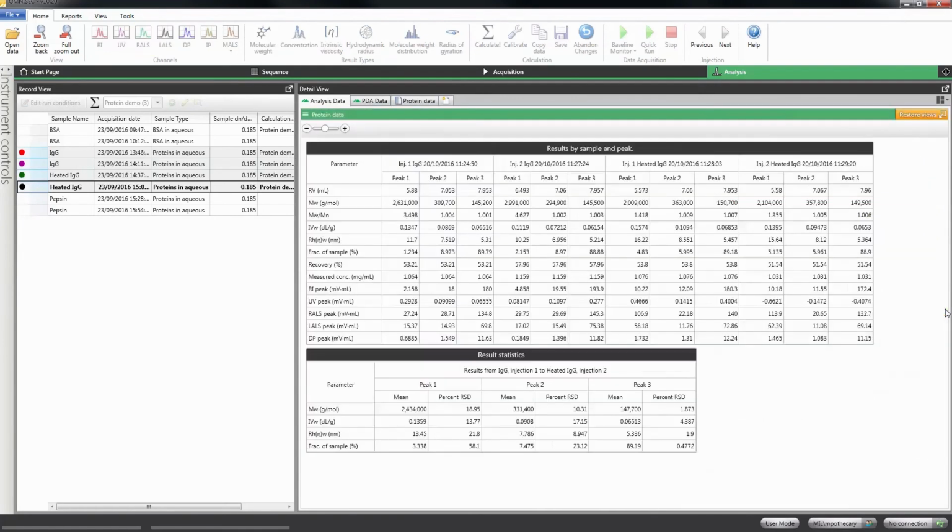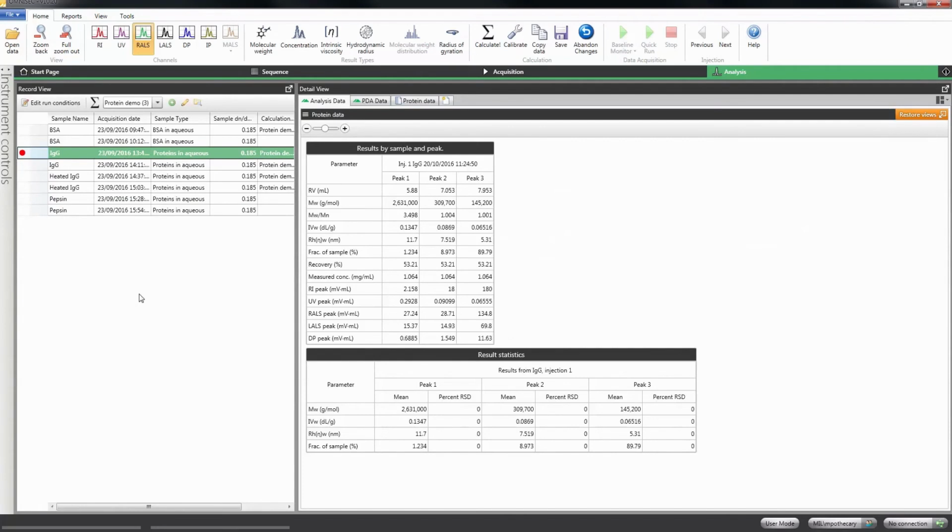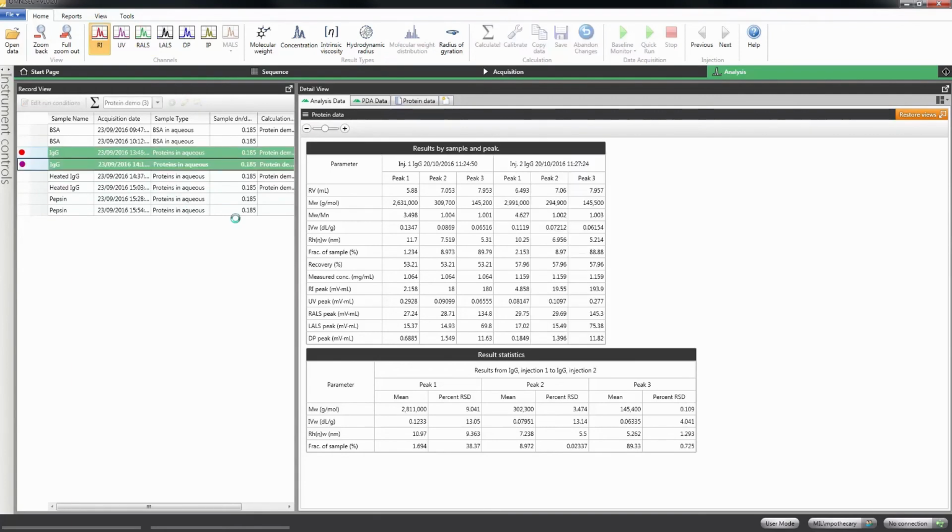Now, additionally, the results table has been updated to incorporate all the data from those samples. So I'll run through that. If we just selected the one, then we just have our peaks 1, 2, and 3 for our one injection. If I select the 2 IgG samples, then you can see this table updates, and now we can see 145 kilodaltons for both, just about 300 kilodaltons for both, and then 2.5, 2.75 million daltons for the aggregates. And in fact, the software will calculate statistics for both of these automatically.